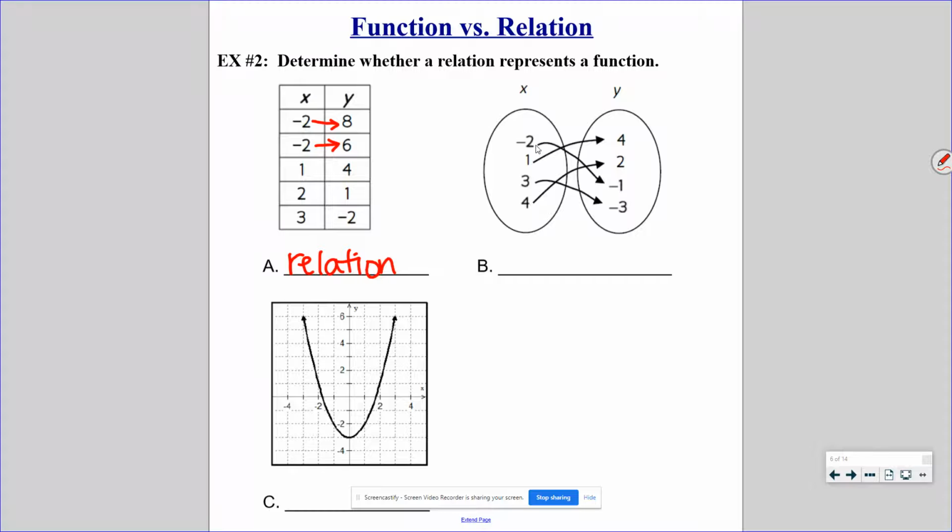This mapping, does each x go to only one y value? Yes, it does. So this one would be considered a function.